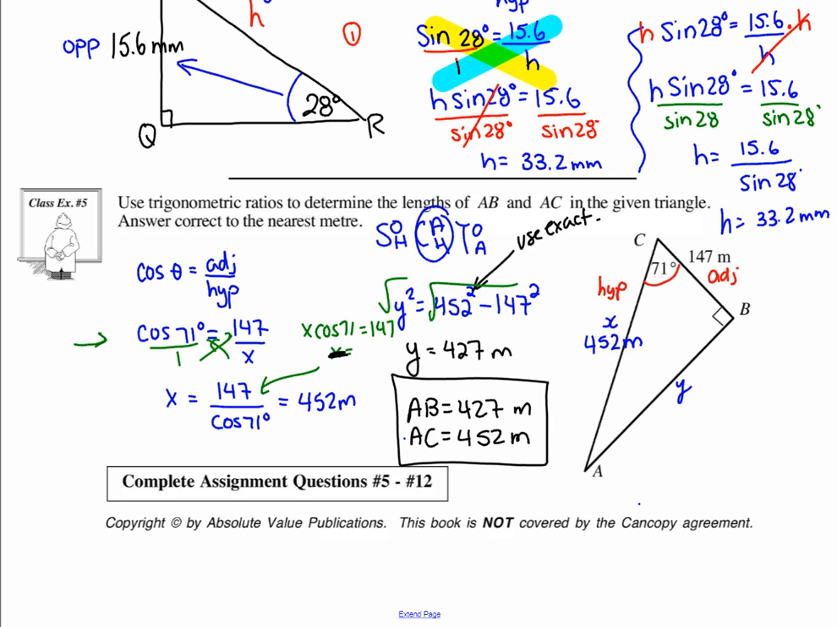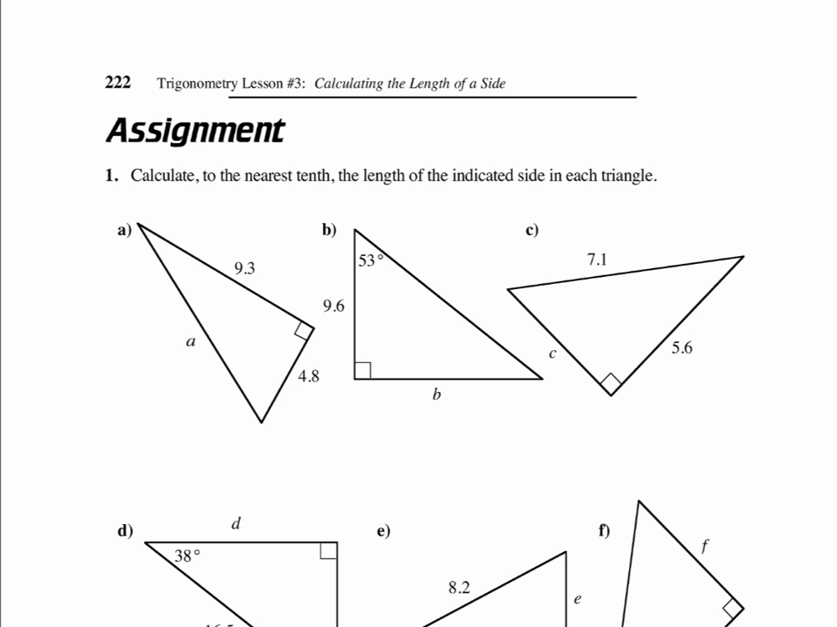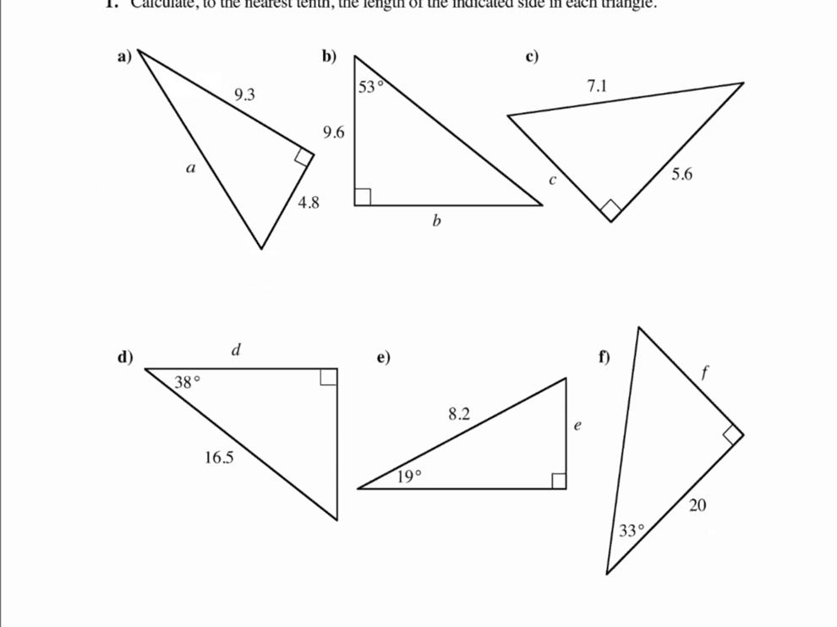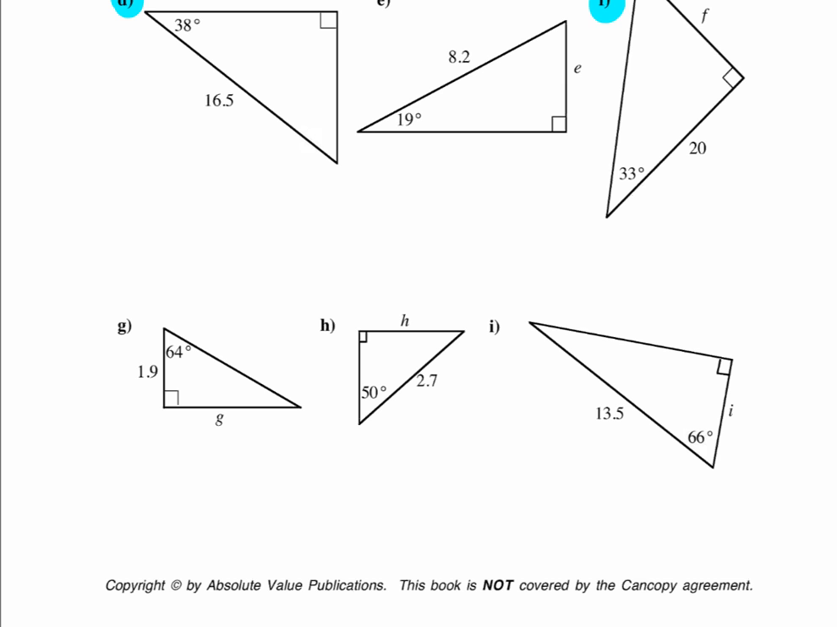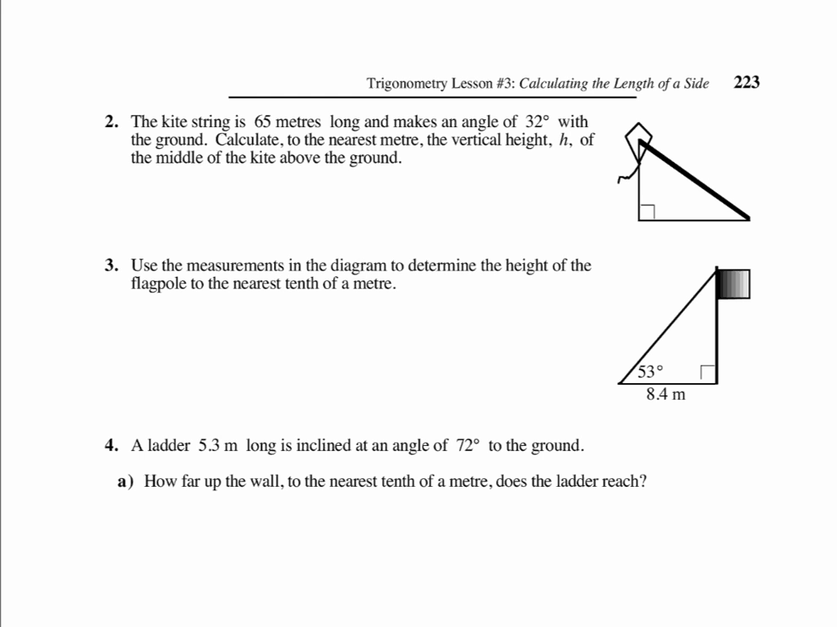So you have time to practice and ask questions. Your homework, so let's circle these. Go to the next page. So A, B, C, D, and F. So basically everything except for E in number 1. A, B, C, D, F. Oh, and no G, H, I. Number 2, 3, and 4.